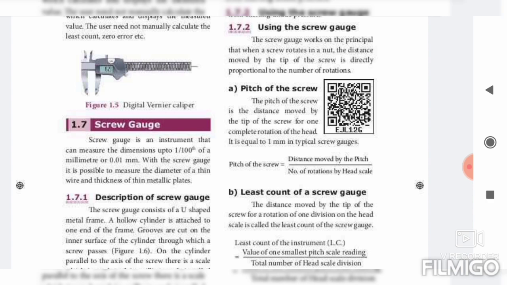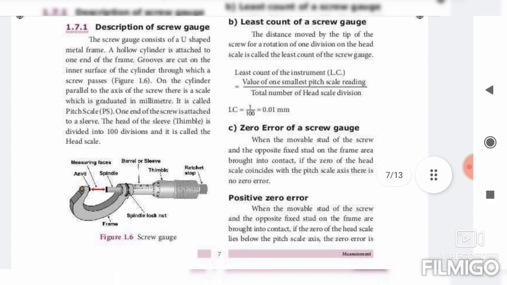The next one, least count of a screw gauge. How will you find the least count? The least count formula is the value of one smallest pitch scale reading divided by the total number of head scale divisions. So least count is equal to 1 divided by 100, equal to 0.01 millimeter. If you write in centimeter, 0.001 centimeter.